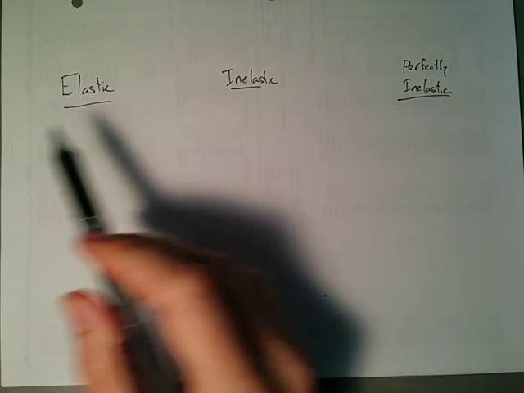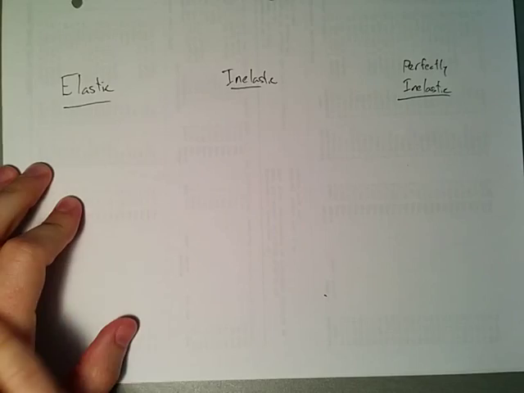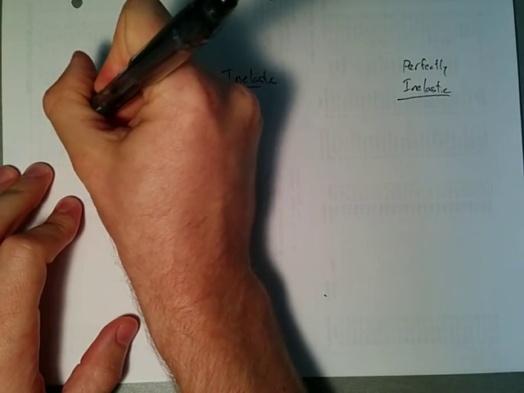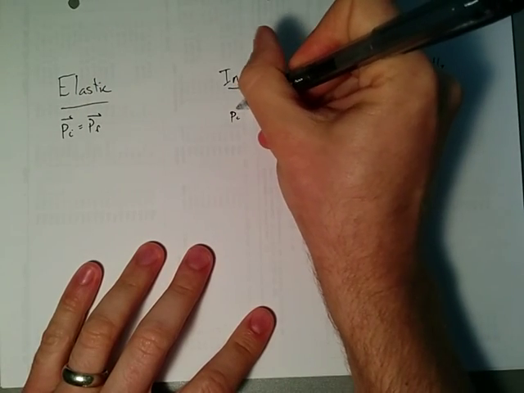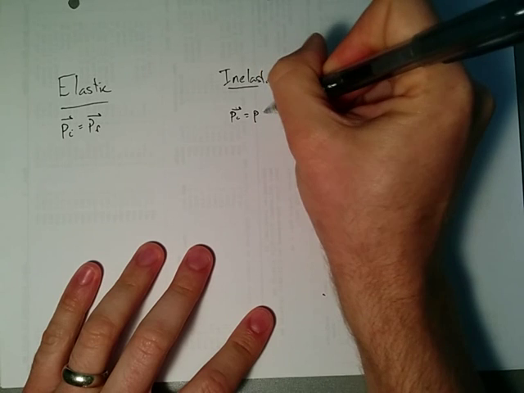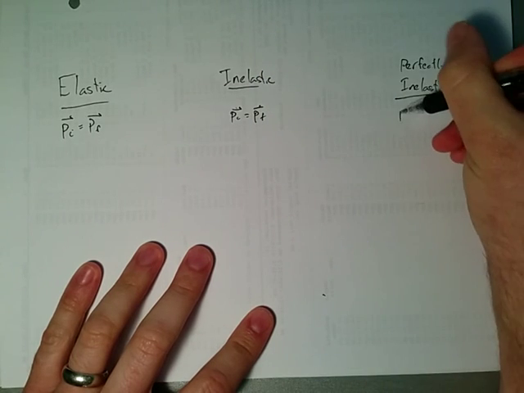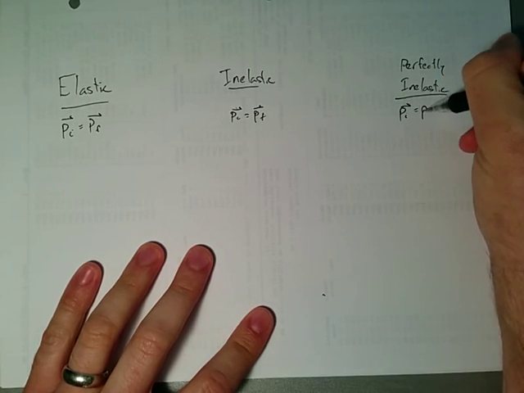The great thing is, in any collision at all, regardless of which one of these categories it fits in, we can say that the momentum is conserved. So in all of these cases, momentum initial is equal to the momentum final.